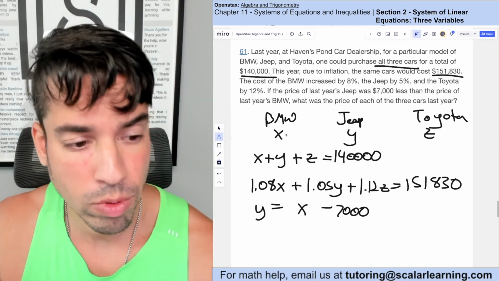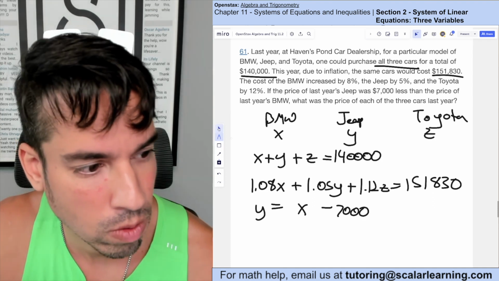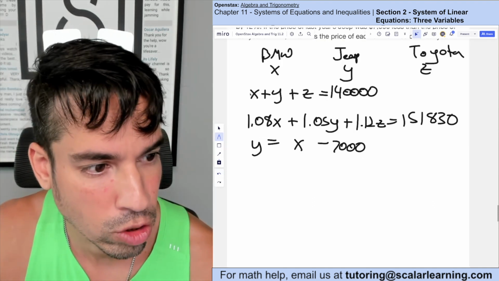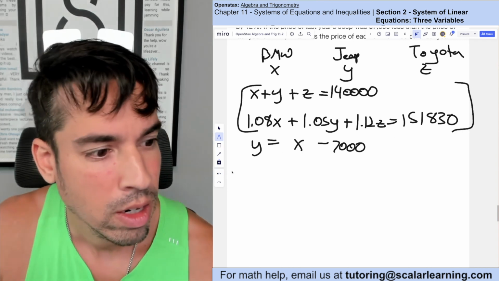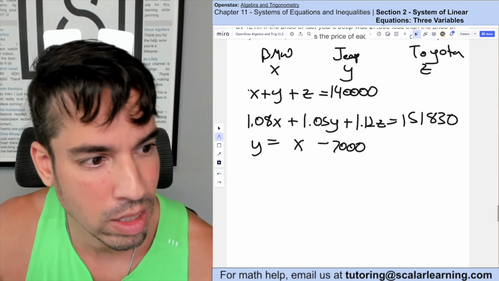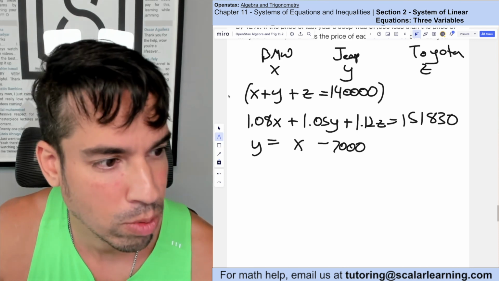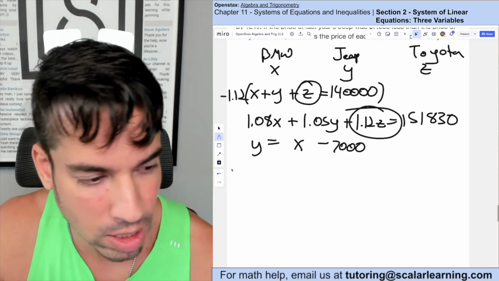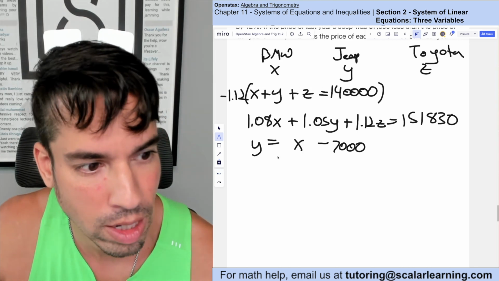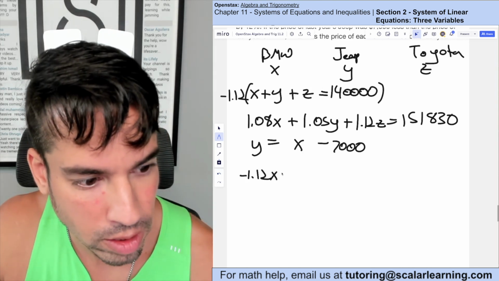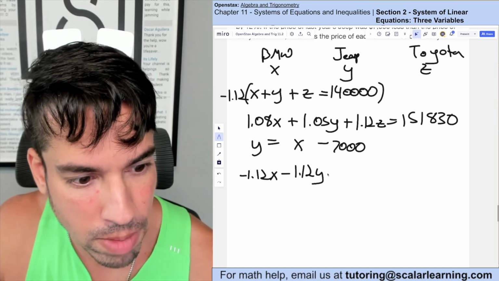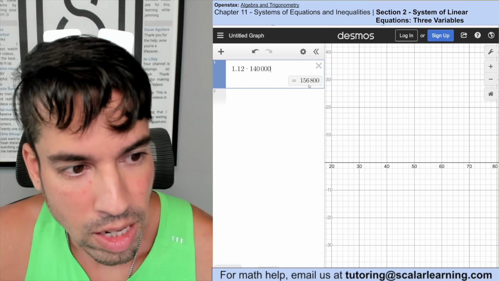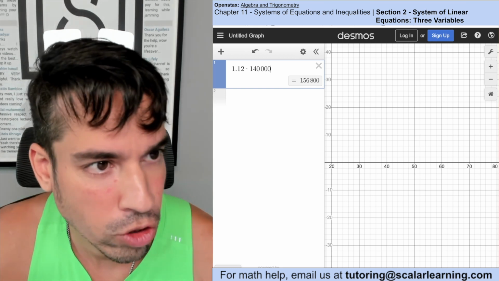All right, we got 3 variables, we got 3 equations. Let's go. So making a little bit more room, we see that I have y and x in this third equation. So I'd love to combine these two in a way that would get rid of the z's. That's pretty easy because I can just multiply this top one by negative 1.12. That will give an opposite coefficient to here, which will allow us to cancel it out. So let's write that out. Negative 1.12x minus 1.12y minus 1.12z is equal to, looking at it in Desmos, 156,800, negative, of course.